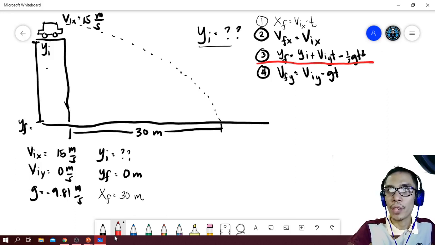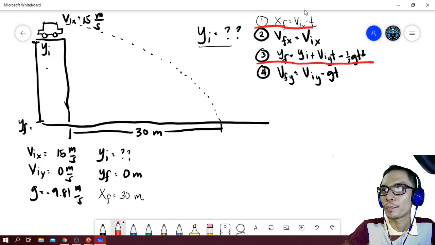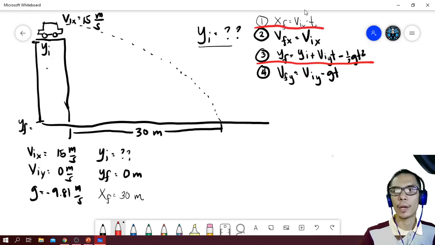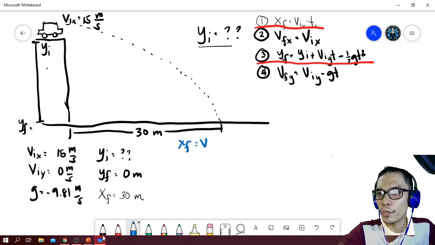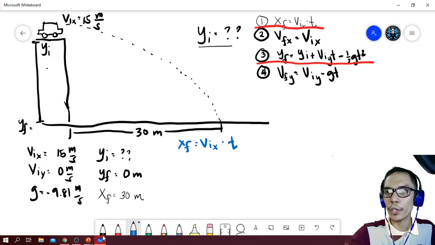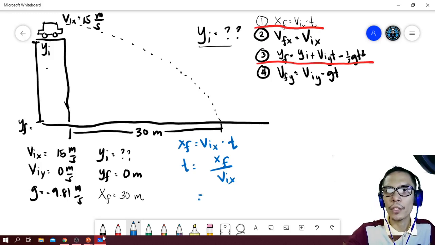As we know, we don't have v sub i y, so we cannot utilize number 2, but we can utilize number 1. Since we cannot solve number 3 immediately, we will solve first for number 1. x sub f is equal to v sub i x times time, so the time can be obtained by dividing x sub f over v sub i x.